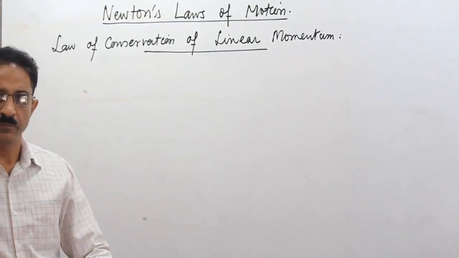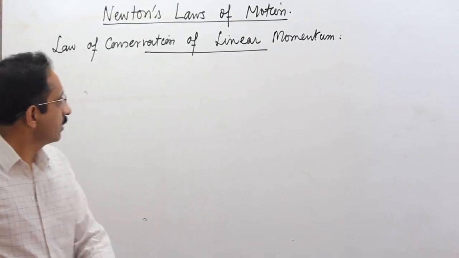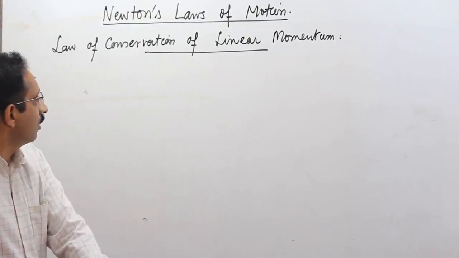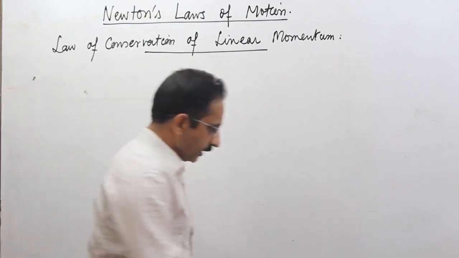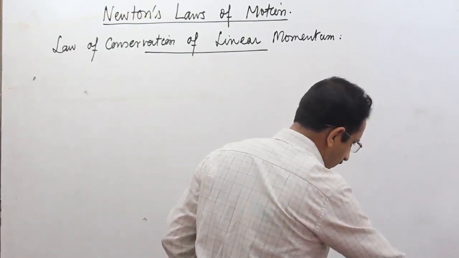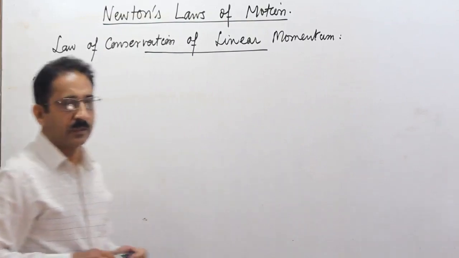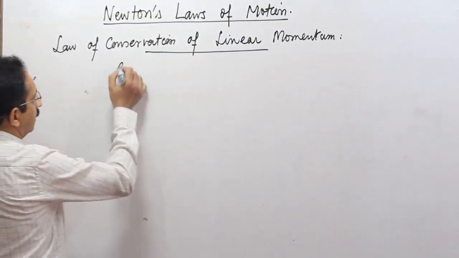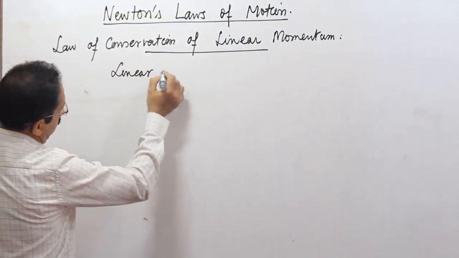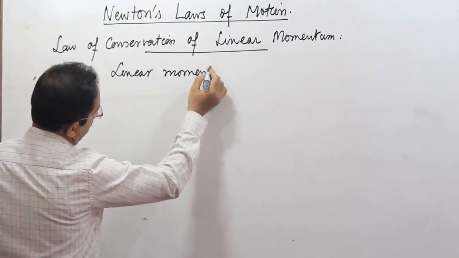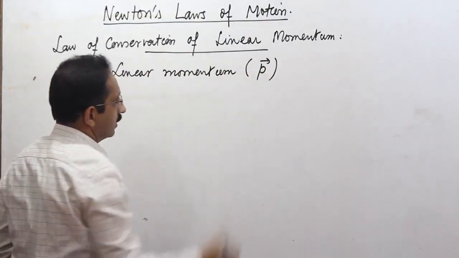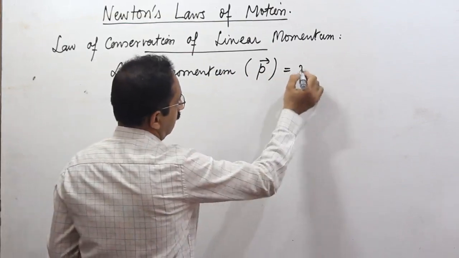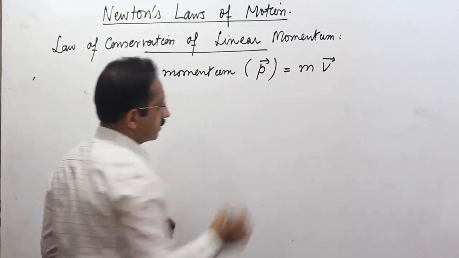Lecture on Newton's laws of motion. Our today's subtopic will be the law of conservation of linear momentum. पहले हमने देखा in discussing the laws कि linear momentum, जिसको हम define करते हैं as a product of mass and velocity of a body. तो ये linear momentum P से हम denote करेंगे. It is the product of mass and velocity.